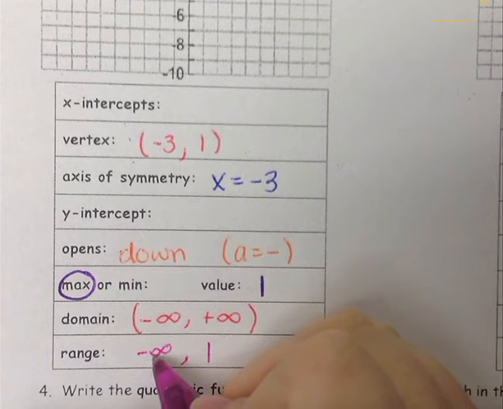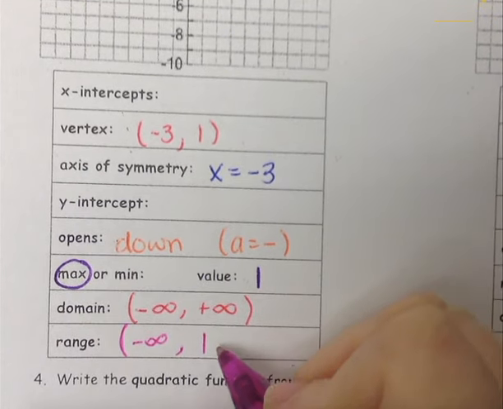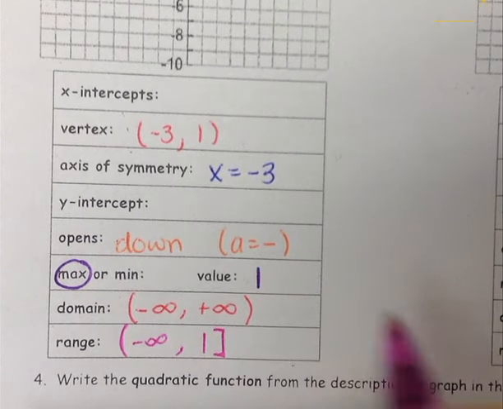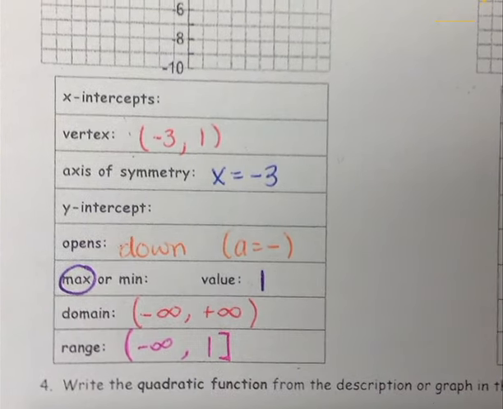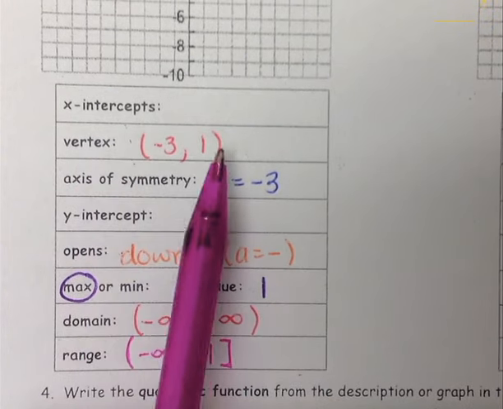So again, -infinity will never actually technically be reached. So that's why it's going to be an open bracket. But that 1 will be reached and then come back down. So we're going to have a closed bracket on there because it will touch that 1. Most of this information is easily found from the vertex.